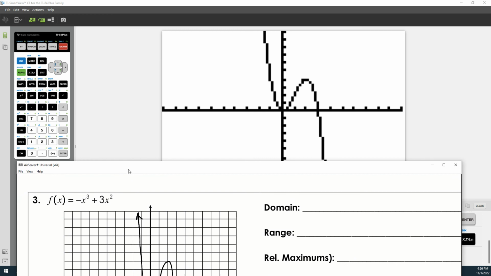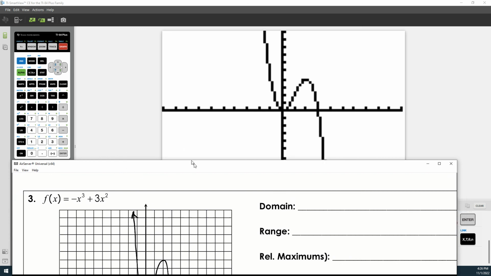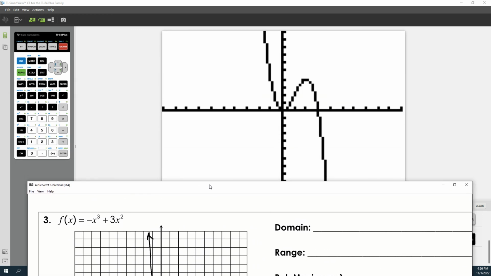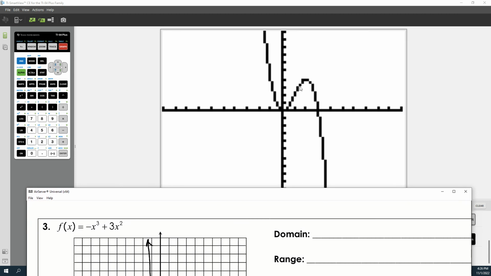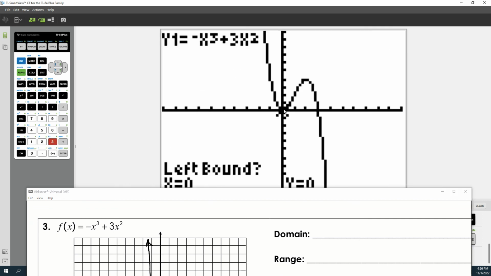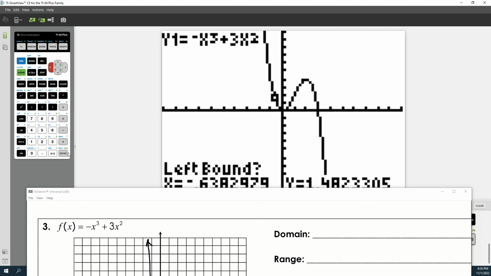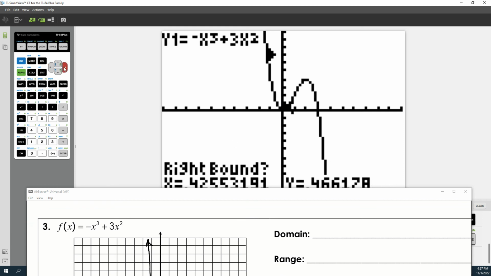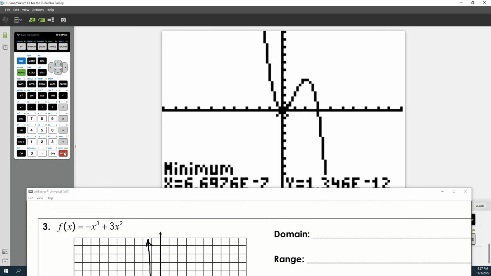Okay, so it looks like the one I drew. Obviously, I didn't draw it perfectly, but it's close. So this one has 1 relative minimum and 1 relative maximum. So let's just start on the left and find the relative minimum. So there's my flashing cursor. I'm going to move so I know I'm on the left side of the minimum and hit enter, and then use the right arrow to move to the right side of the minimum and hit enter, and then enter one more time.